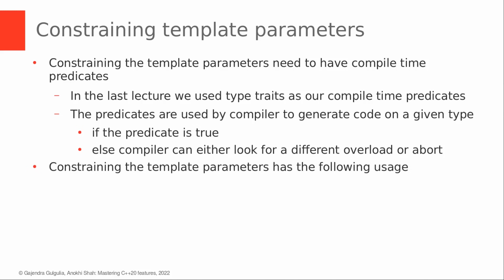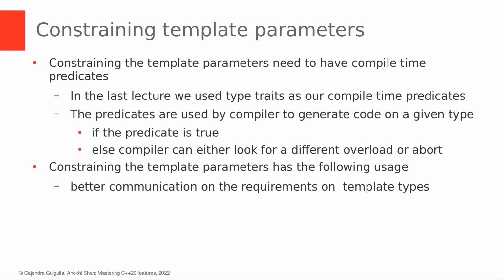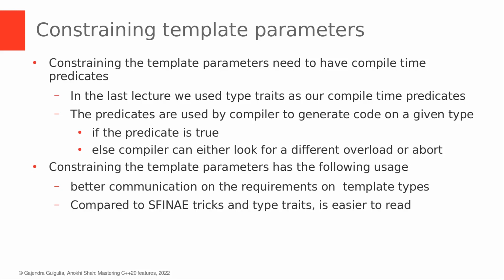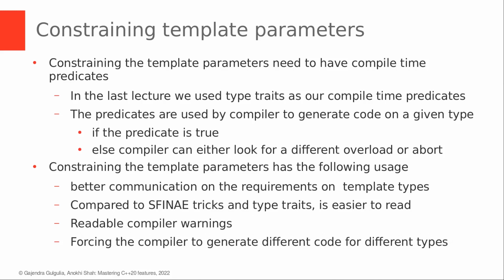Constraining the template parameters has the following usage. Better communication of the requirements on template types by reading the code. Compared to sfinae and type traits, they are much easier to read. And moreover, if the compilation fails, we have a much more readable compiler warning. Lastly, constraining the template parameter forces the compiler to generate different code for different types.